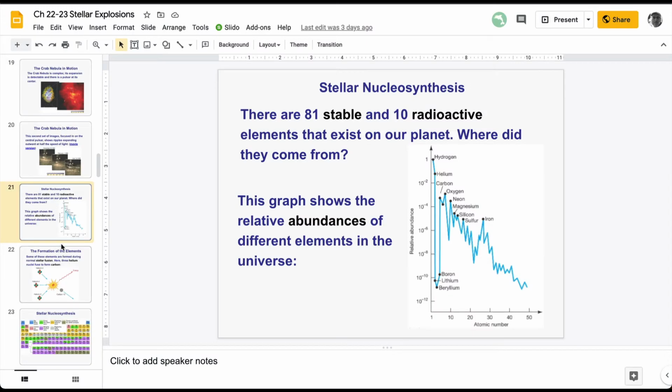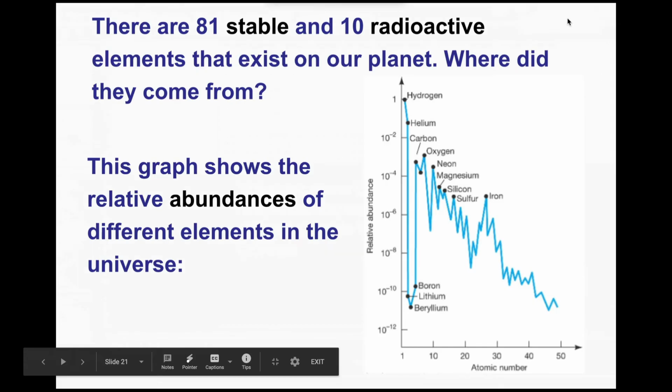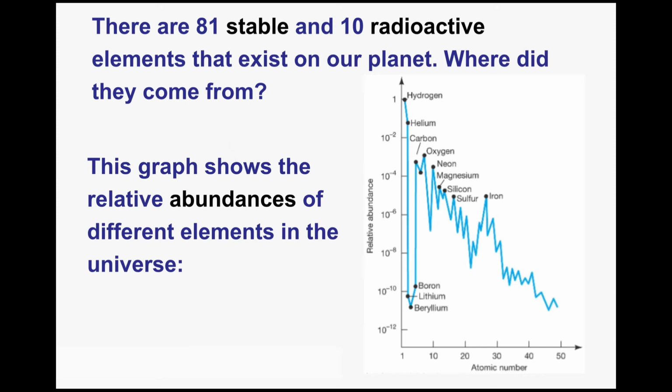All right, so let's do this. We're almost done with these. I want to talk about how stars make elements. So we've got 81 stable elements from the periodic table that we can find here on Earth, and there are 10 radioactive elements that we can get here on Earth. Almost all of those from mining, but not all of them. How did they get here?